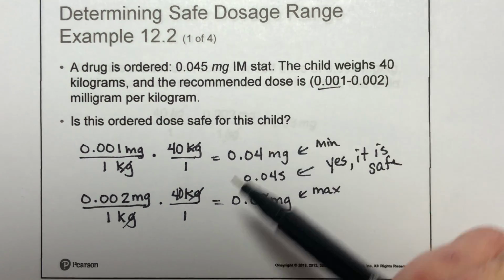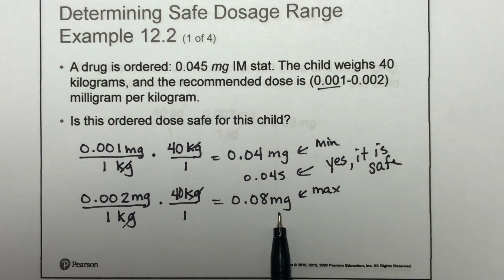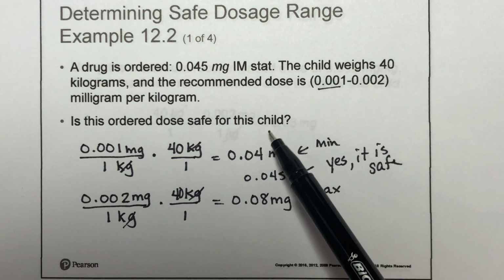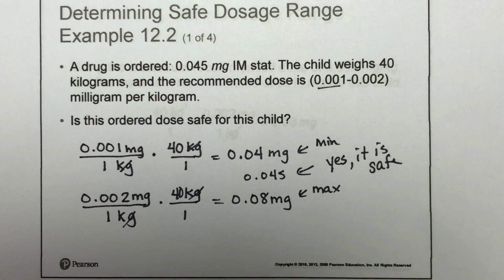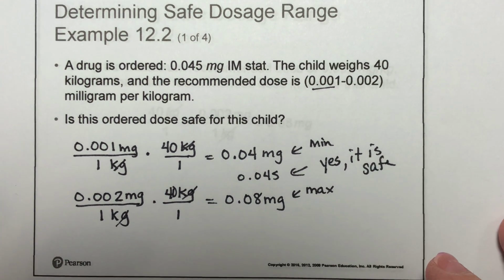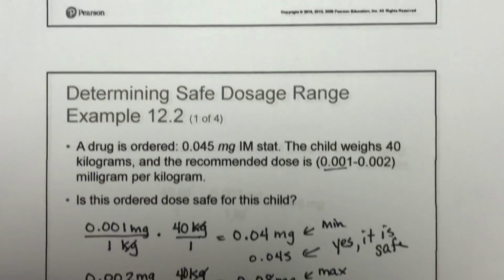If I had gotten a number smaller than this, my answer would be no. If I had an answer larger than this, it would be no. If it's too small, it runs the risk of not working at all. And if it's too big, of course, you're risking killing the child. So always double check to make sure the prescribed dose is within the recommended range.